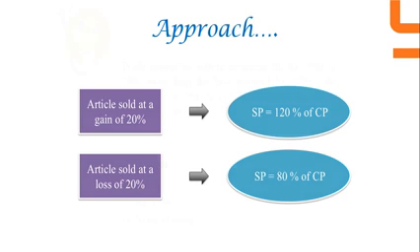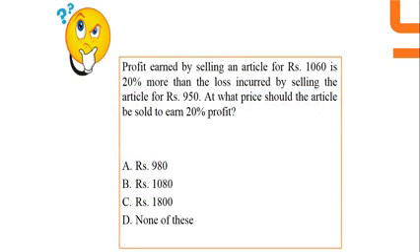So let's read the question again. An article is being sold at 1060 rupees. It is given there is profit at that time. And then the article is sold for 950 rupees. Then there is loss at that time. So it is given this profit is 20% more than that loss. Okay, we have to formulate equations for all these conditions. So how do you do that?